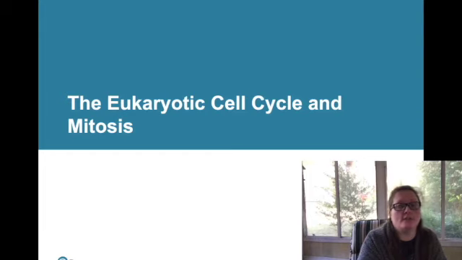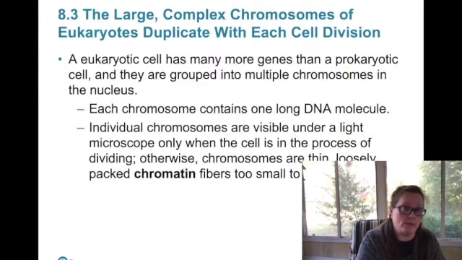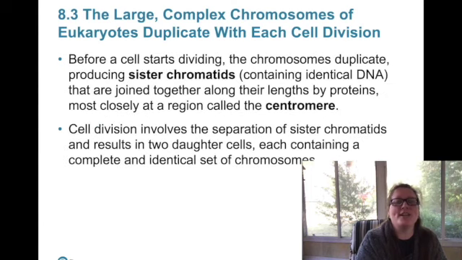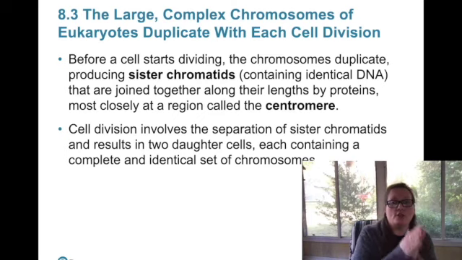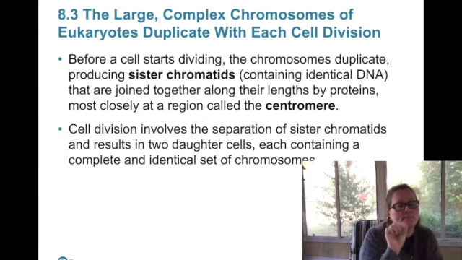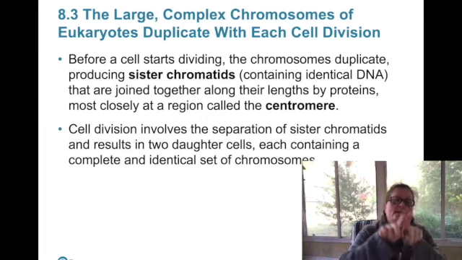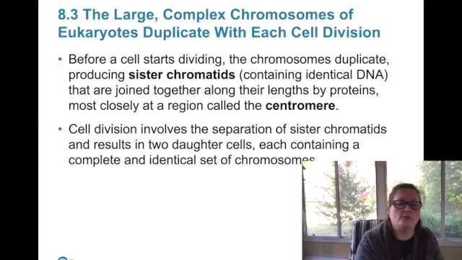Now, a eukaryotic cell, a eukaryote, has a true nucleus. So here's the eukaryotic cell cycle and mitosis. This is the first one I drew on Monday. We have a chromosome, which contains one long DNA molecule. The chromosome is going to duplicate, and that's when it looks like the X. So you're going to have two sister chromatids. They have identical DNA. They're joined together at the very center. That little spot in the middle where they touch as the X is called the centromere. Cell division is going to be separating those two from each other to go into two different cells.